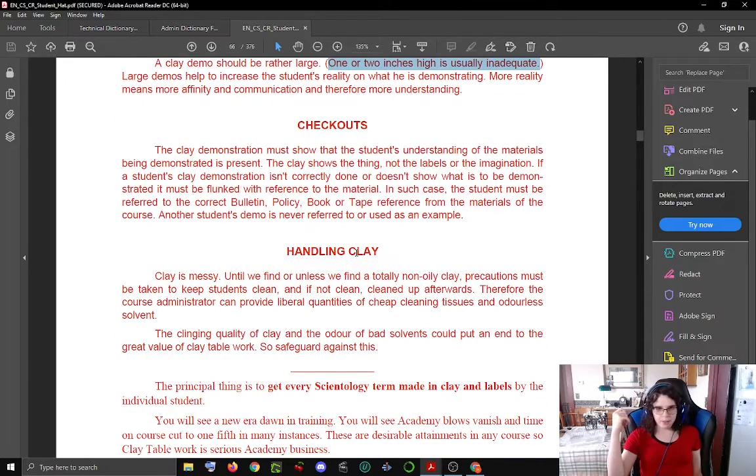Checkouts. The clay demonstration must show that the student's understanding of the materials being demonstrated is present. The clay shows the thing, not the labels or the imagination. If a student's clay demo isn't correctly done or doesn't show what is to be demonstrated, it must be flunked with reference to the material. In such case, the student must be referred to the correct bulletin, policy book, or tape reference from the materials of the course. Another student's demo is never referred to or used as an example.